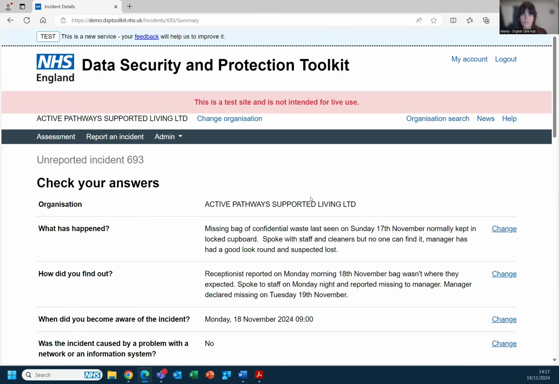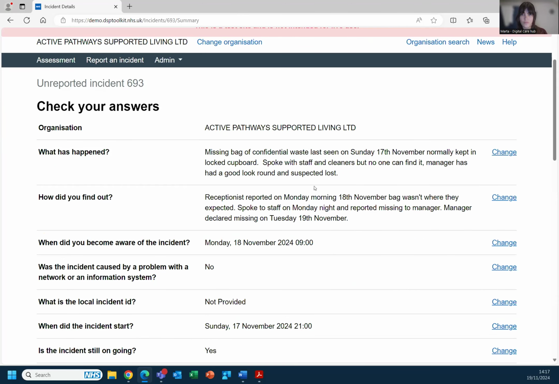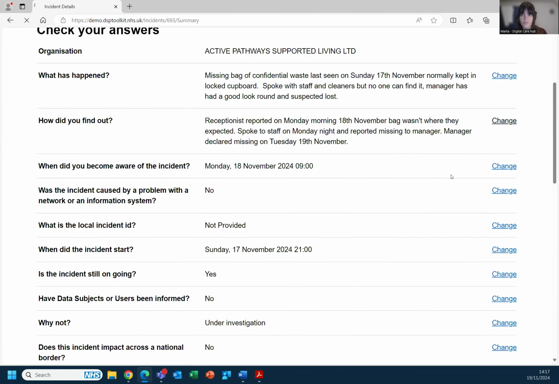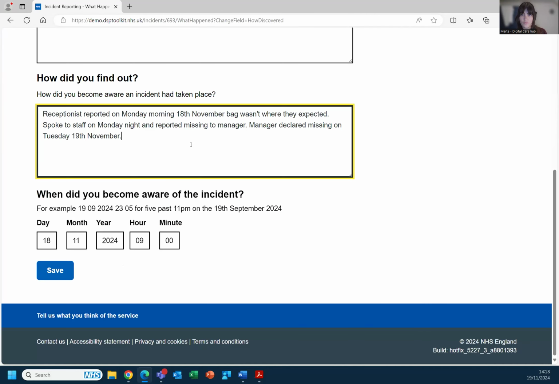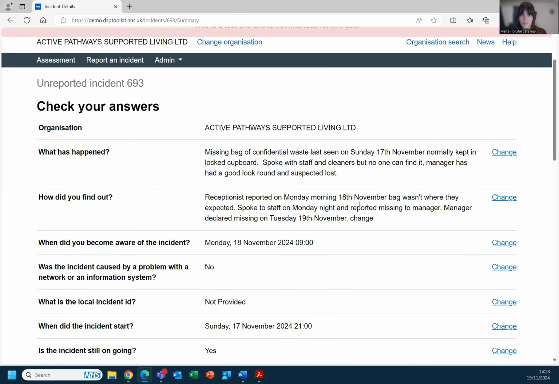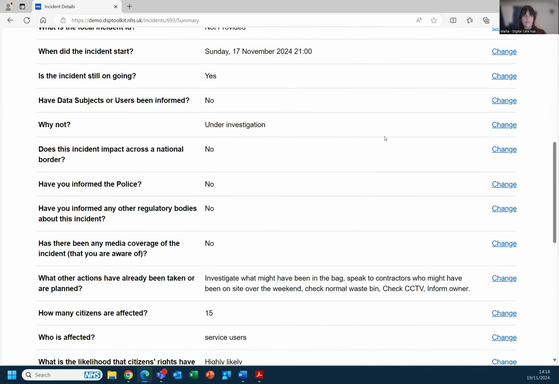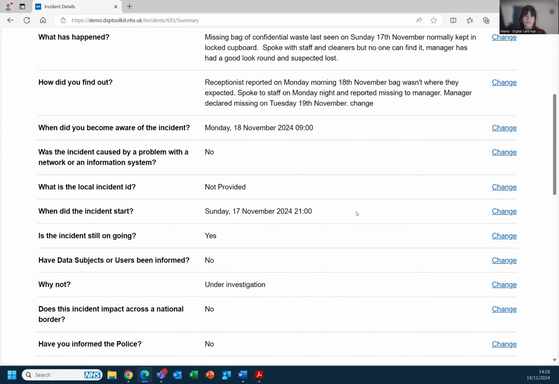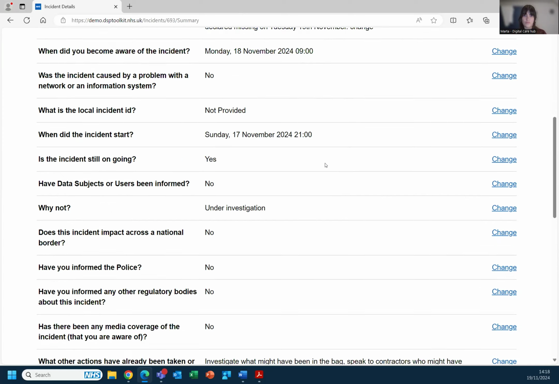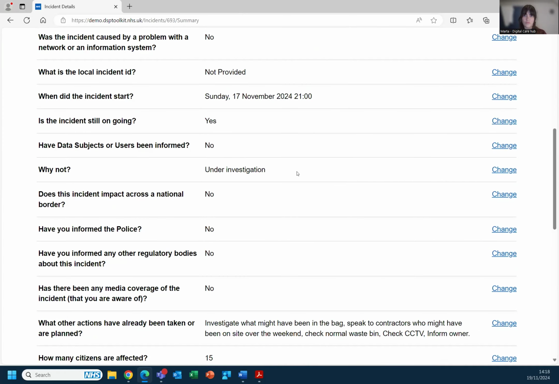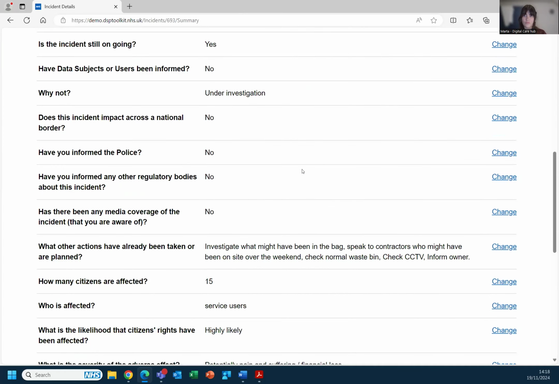Okay, so what you want to get to now is a check your answer screen. So you can check any answers and go back in and change something here, change any answer you've got. There will be an extra question to answer here if the date of the report is over 72 hours from the date that you became aware. You'll get an extra question to report the reason for this delay. That's something to be aware of.